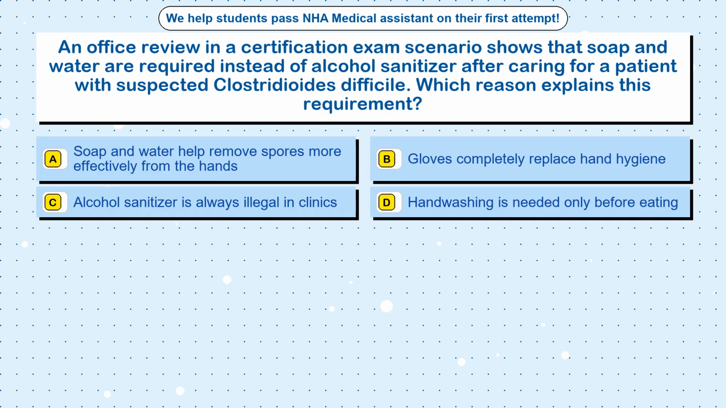Question 28. An office review in a certification exam scenario shows that soap and water are required instead of alcohol sanitizer after caring for a patient with suspected Clostridioides difficile. Which reason explains this requirement? Option A. Soap and water help remove spores more effectively from the hands. Option B. Gloves completely replace hand hygiene. Option C. Alcohol sanitizer is always illegal in clinics. Option D. Hand washing is needed only before eating.